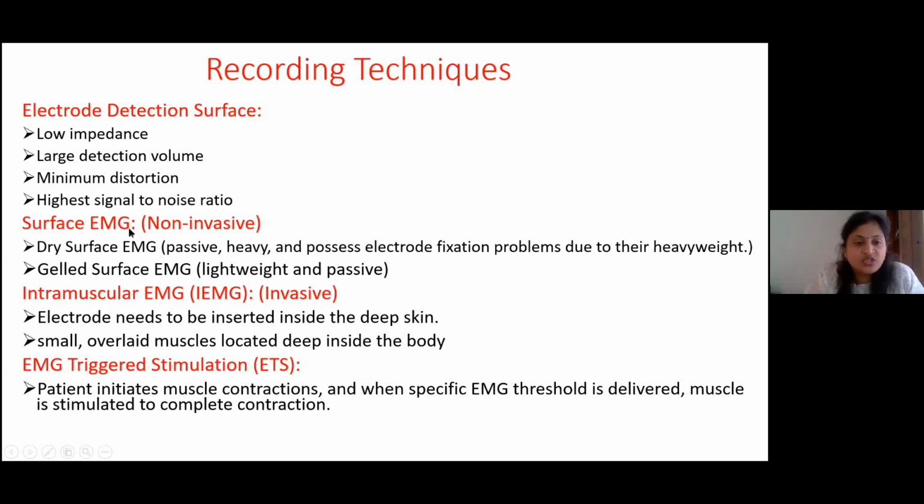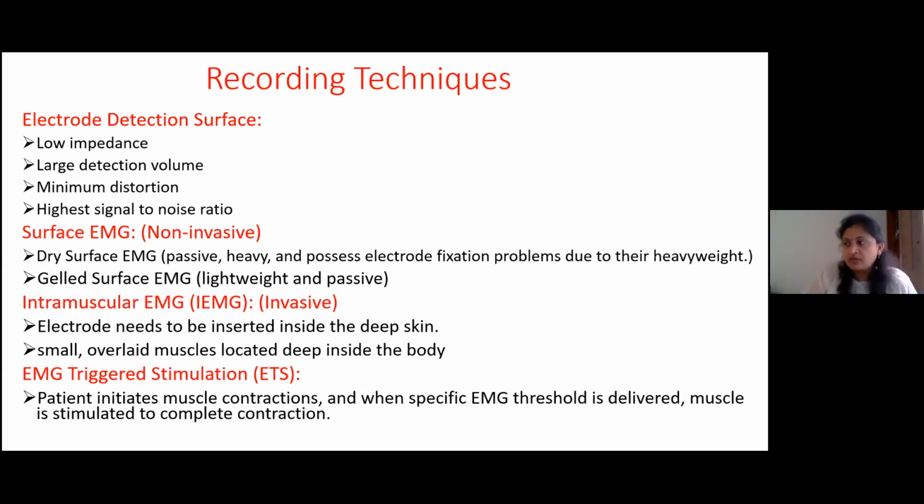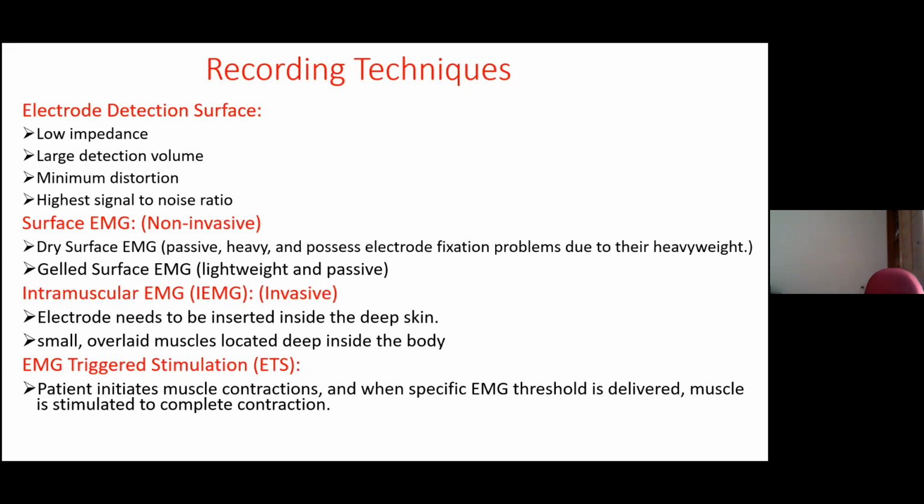Surface EMG can be acquired using two types of electrodes. One is the dry surface EMG electrode, and the second is the gelled surface EMG electrode. Dry surface EMG electrodes are passive electrodes. They are heavy, so whenever you capture the signal in the sitting position, they pose an electrode fixation problem due to their heavy weight. You have to add adhesive tape for these dry surface EMG electrodes. And the gelled surface EMG electrodes are lightweight and passive.